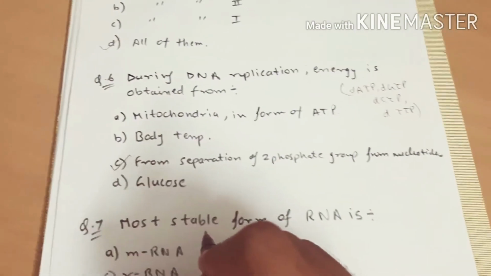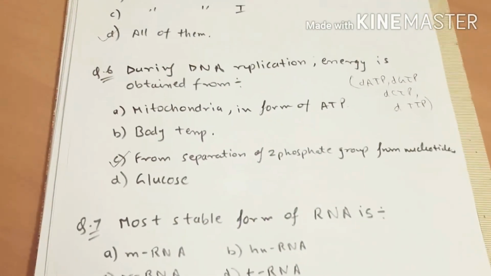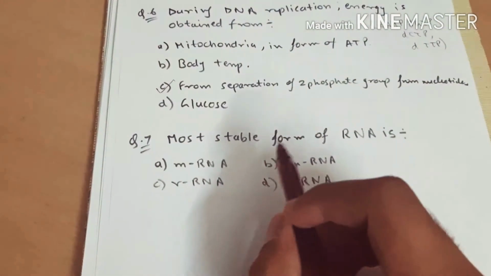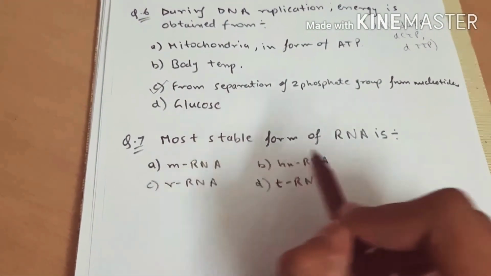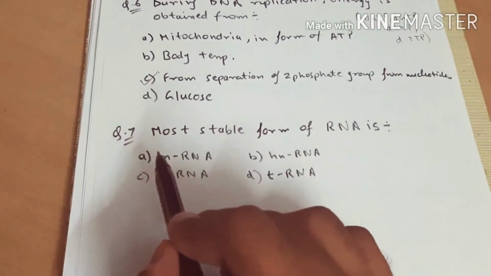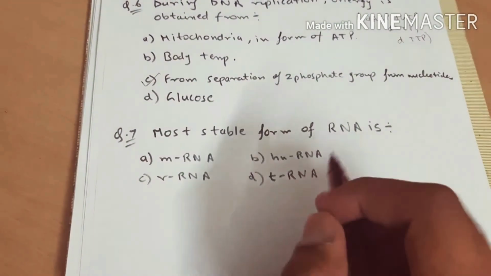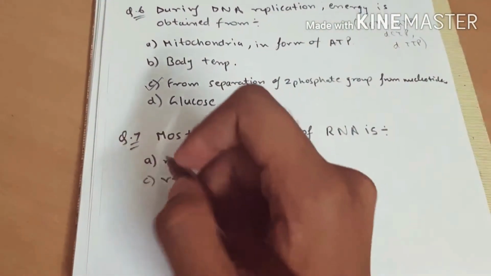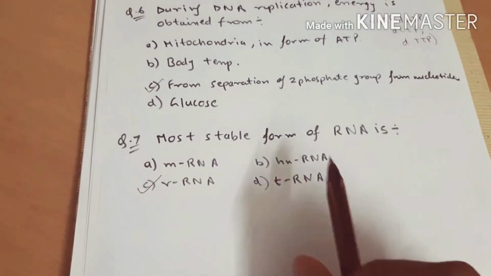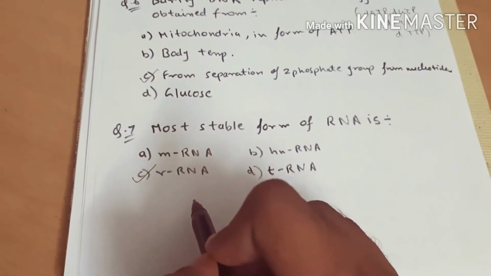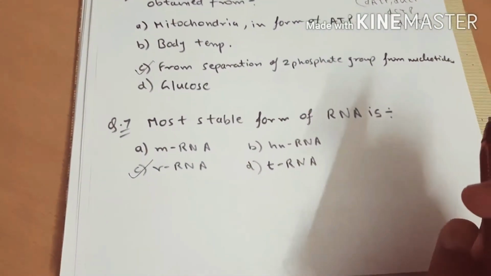It is important for NEET. You must remember this, or it may take time. Now, question number 7. Most stable form of RNA is mRNA, hnRNA, rRNA, or tRNA? The correct answer is option C, which is rRNA. Here, rRNA provides site for attachment of tRNA and mRNA.